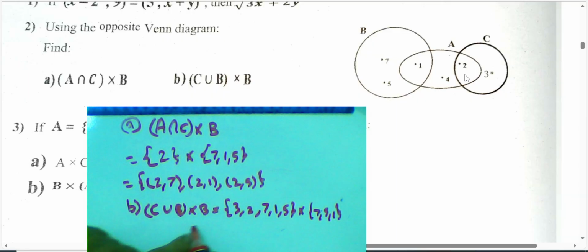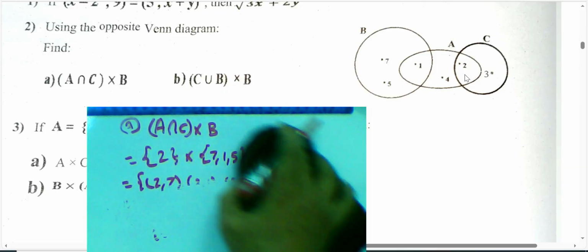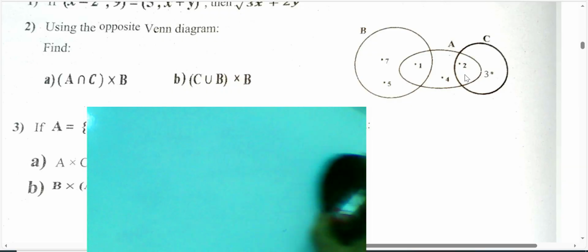You can distribute in the right order. Start from 3. 3 with 7, 3 with 5, 3 with 1, and so on. 2 with 7, 2 with 5, 2 with 1. You can complete, okay, to find the ordered pairs. Next question, number 3.